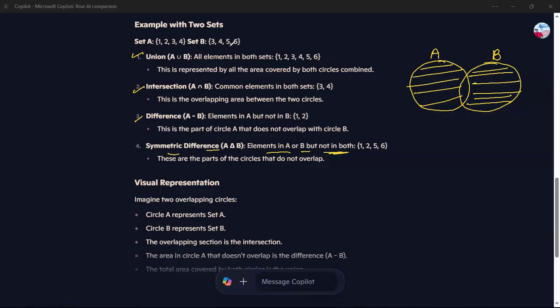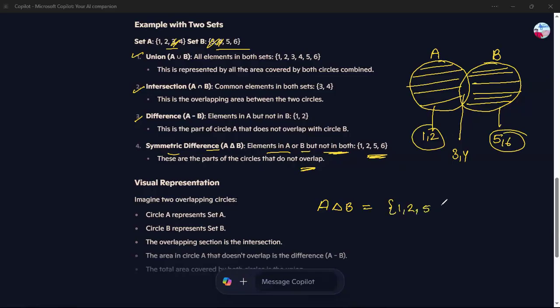So in this case, 1, 2, 3, 4 and 3, 4, 5, 6: 3 and 4 are the elements which are common. So we will only take 1, 2, 5, 6. So 1, 2, 5, 6 is the answer. And what are the elements here? 3, 4. What are the elements here? 1 and 2. What are the elements here? 5 and 6. So we are not considering 3 and 4. Only these elements will be considered in this set. So A delta B is 1, 2, 5, 6. Is that clear? How have I drawn the Venn diagram and represented the set? Yes, sir.